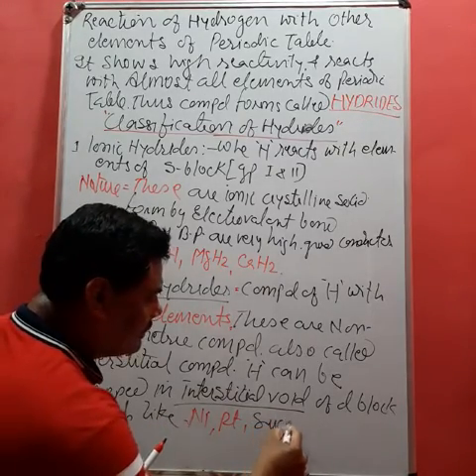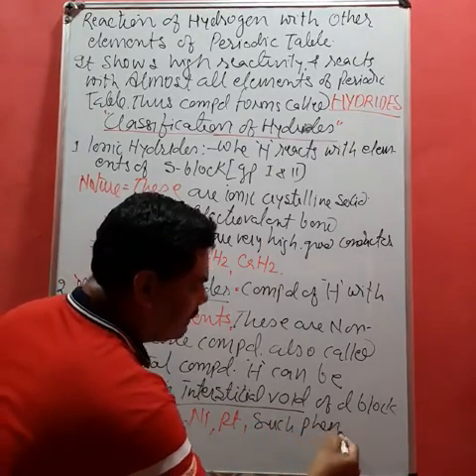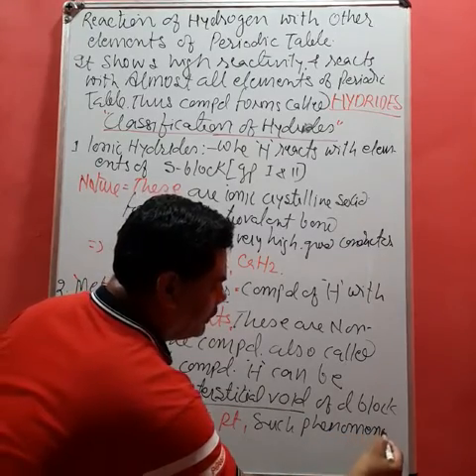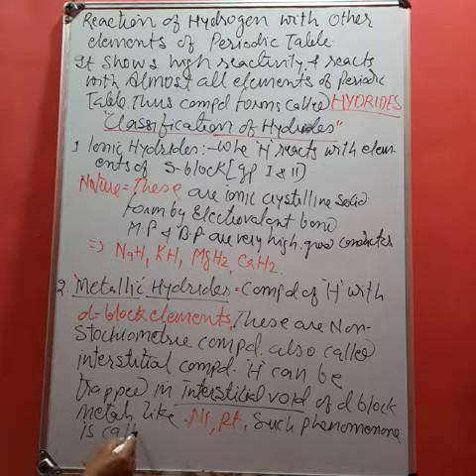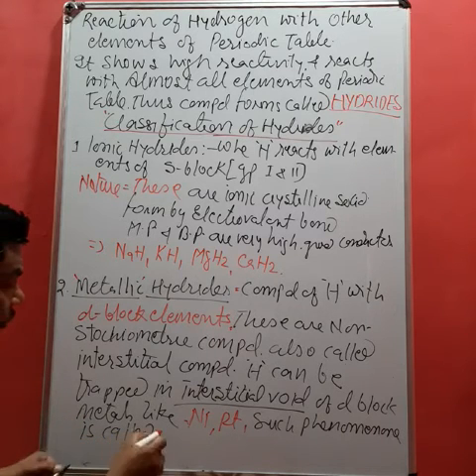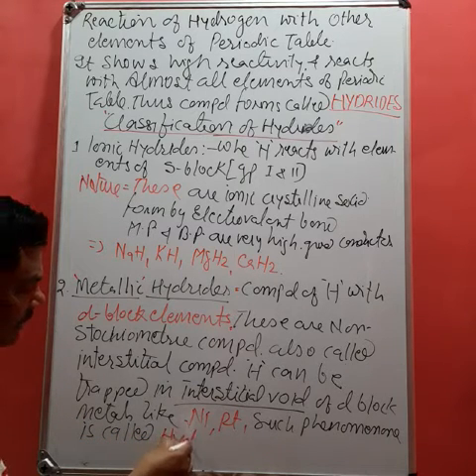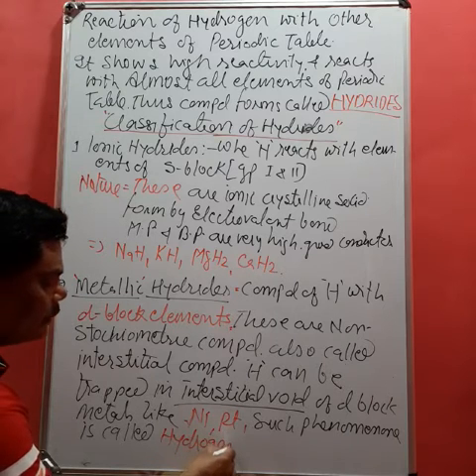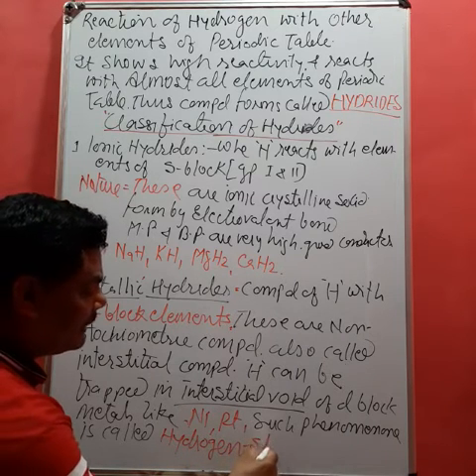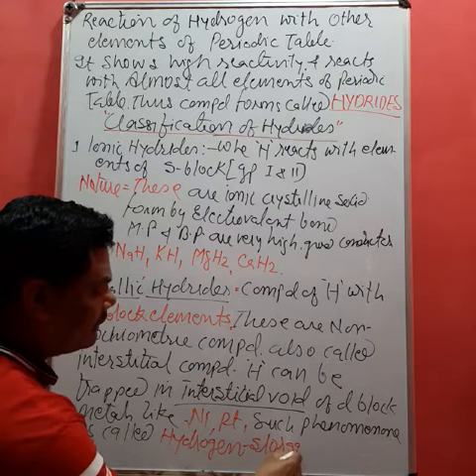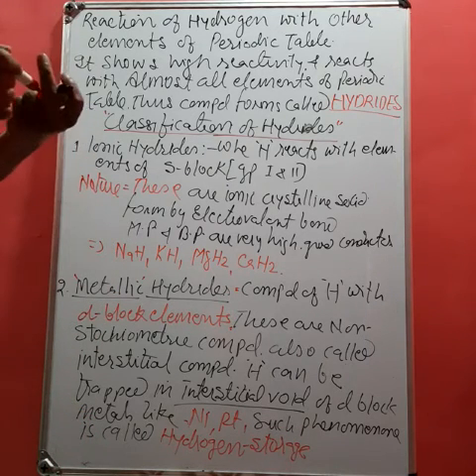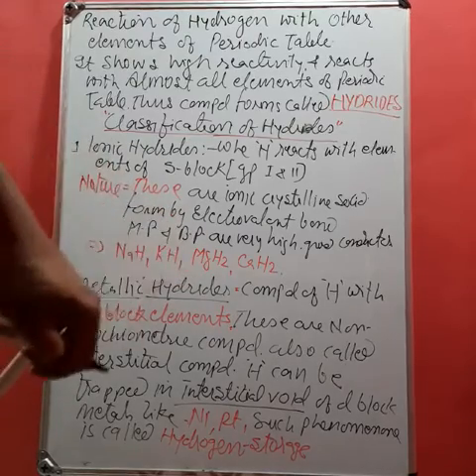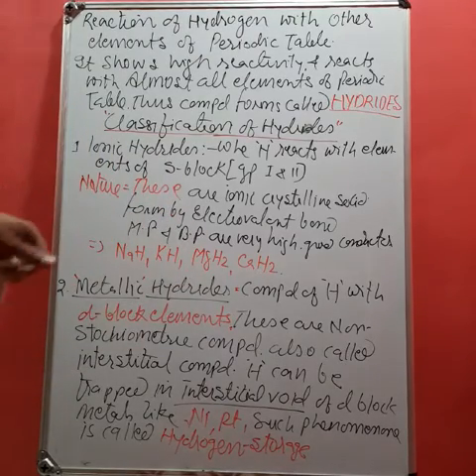Such a phenomenon is called hydrogen storage. This is known as what? Hydrogen storage. That is, the hydrogen gets trapped with metals like nickel and platinum. Actually, they have some interstitial voids where it can be trapped. Therefore, this is known as hydrogen storage.